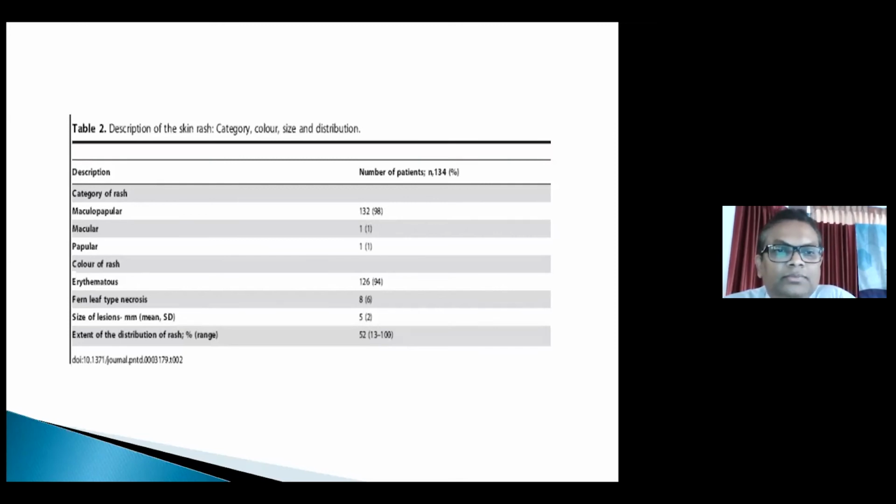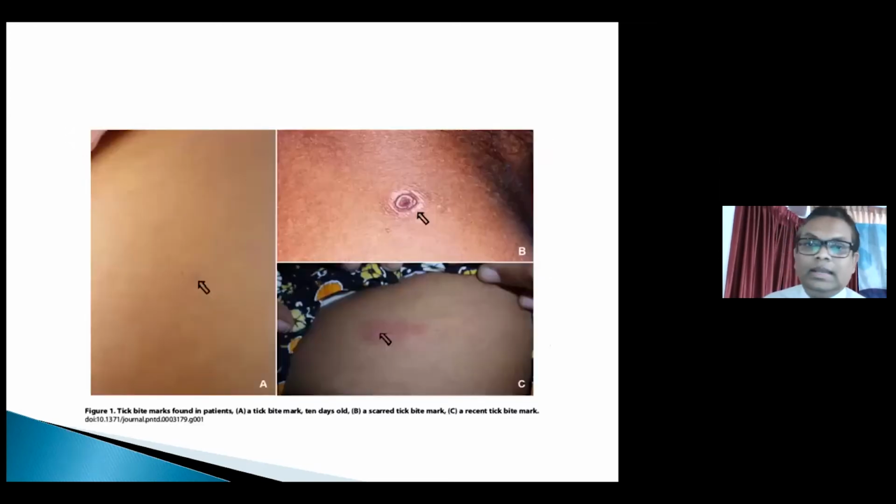Another important one is fern leaf skin necrosis, which is less common, 6%, but very characteristic. The rash, most of them, was erythematous in nature. And as I described earlier, the size of the lesion was 5 millimeters, and the extent of distribution again 52%, which is a very big area.